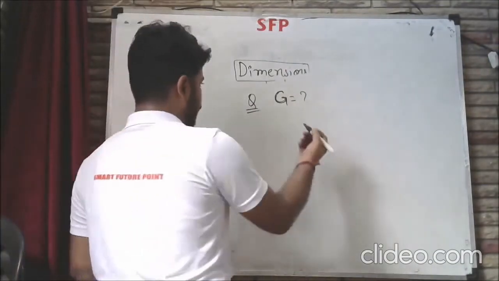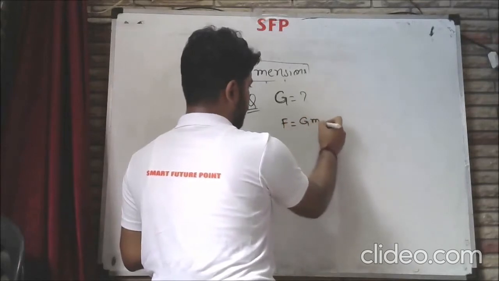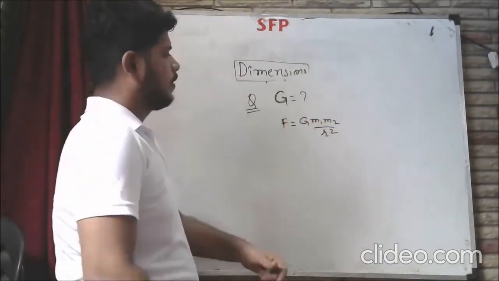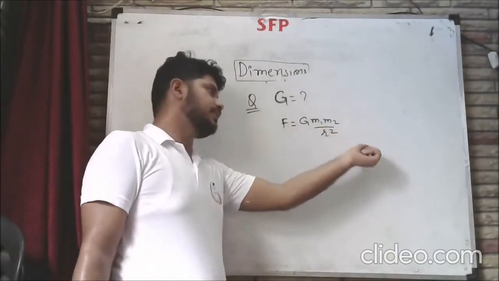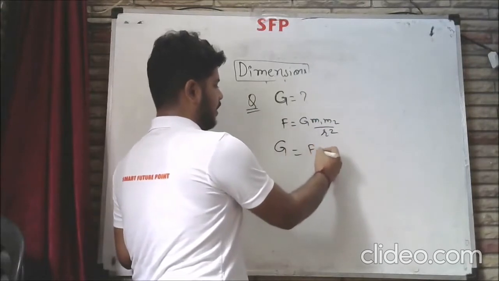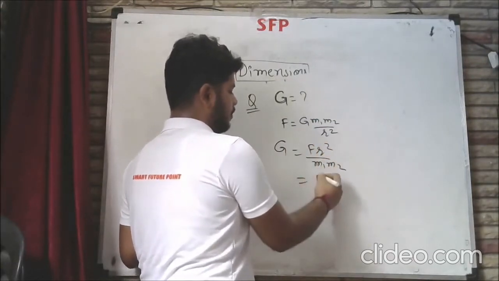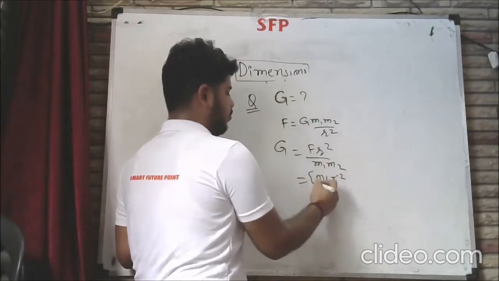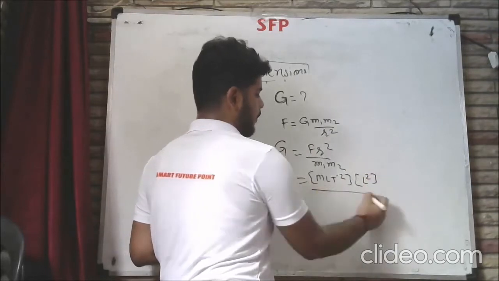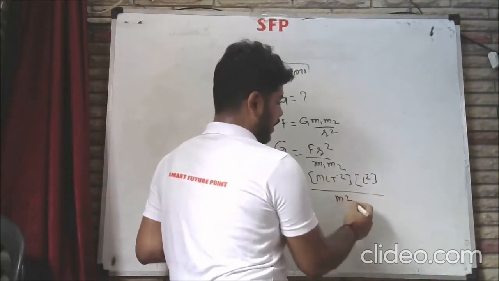Fine. So you know the gravitational force is nothing but G m1 m2 by r square, where m1 and m2 represent mass and r is the distance. What will be the value of G? G will be nothing but F r square by m1 m2. Force is MLT minus 2. Find r square is L square. This is your mass, represented by M.